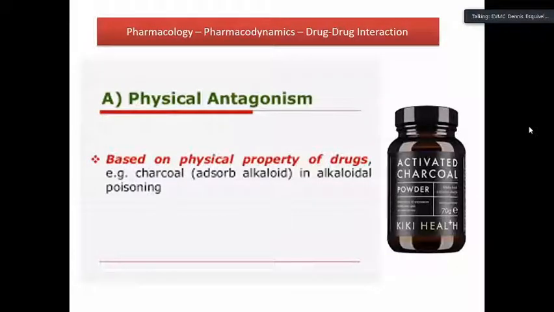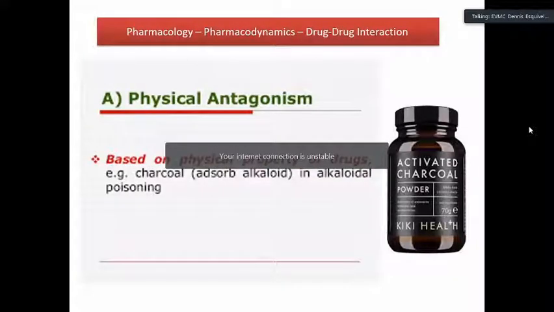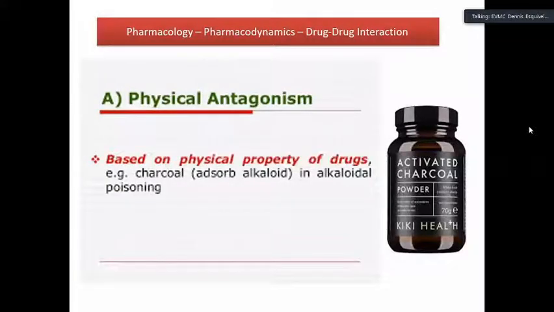Of the pesticide, so na-prepare that you prevent the manifestations related to pesticide poisoning. So with the use of activated charcoal.